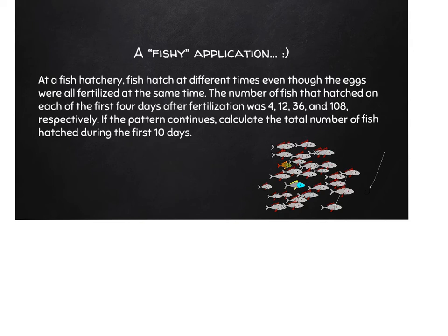We can see that this is indeed a geometric sequence because each time we're going up, we're multiplying by 3. So 12 times 3 is 36, 36 times 3 is 108, so it is definitely a geometric series. So let's identify our A, which is 4, and our R is 3. We've been asked to find the total number of fish, so the sum for 10 days. That means that n equals 10.